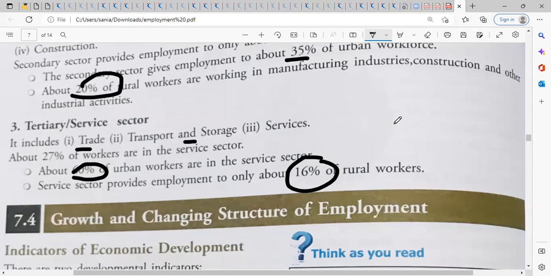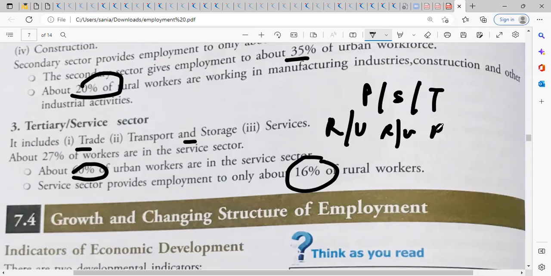So what we got to know is that we have three sectors: primary, secondary, and tertiary, right? For primary, secondary, and tertiary, we look at rural and urban. In primary, rural people are in majority. In the secondary sector, urban people are in majority, and in tertiary again, urban people are in majority. So this is the situation, right?